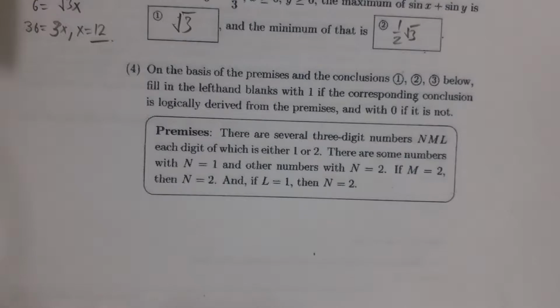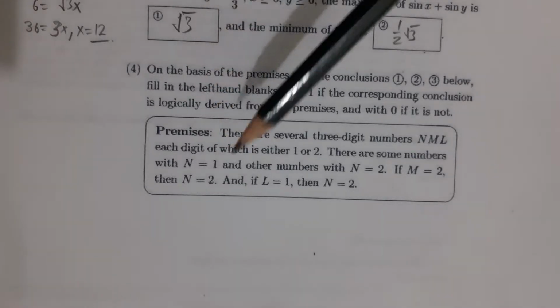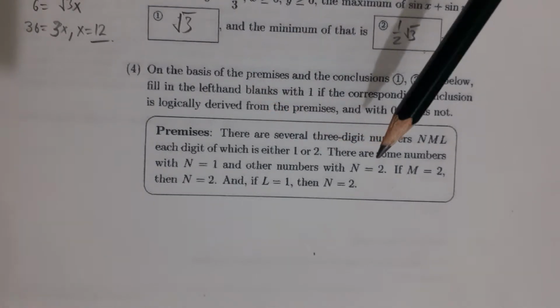And the premises: there are several 3-digit numbers NML, each digit of which is either 1 or 2. So I want to explain that NML is such a 3-digit number. For example, because each digit is either 1 or 2, it could be 112, 121, 211, or 221 and others. And they said another premise here: there are some numbers with n equals 1 and other numbers with n equals 2.